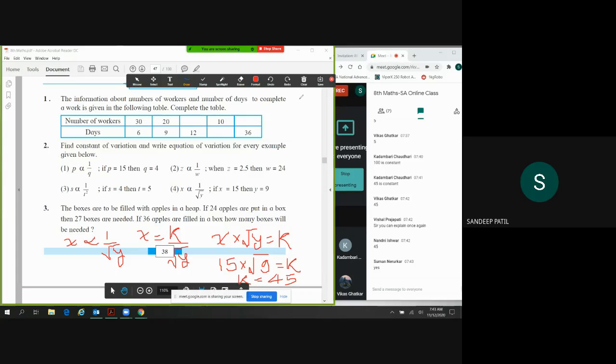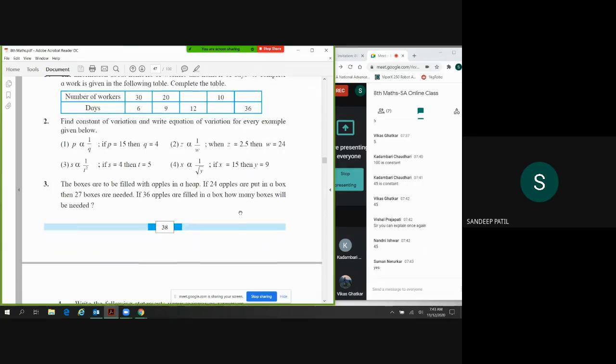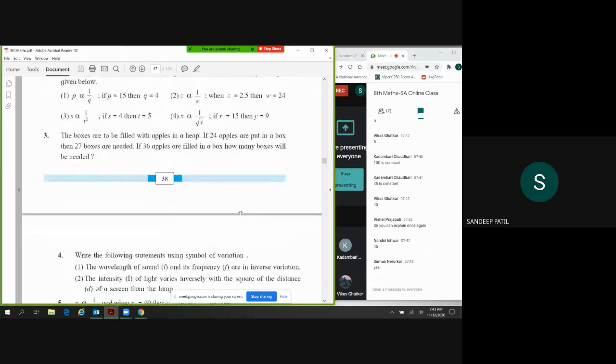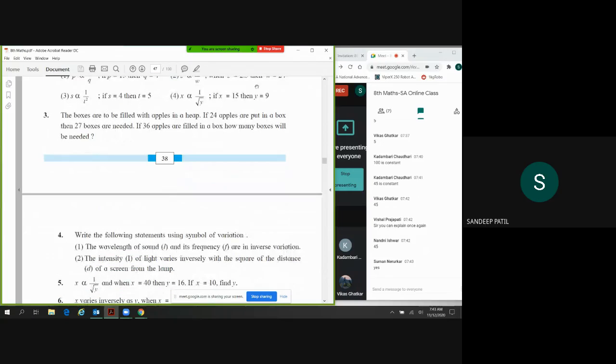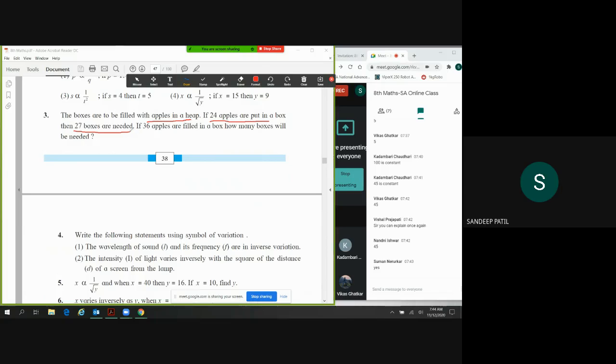So hopefully you understood this problem, or you understood the concept of inverse variation. Let's try to solve another problem here. So the boxes are filled with apples in a heap. Okay, if 24 apples are put in a box, then 27 boxes are needed. So this is another example.